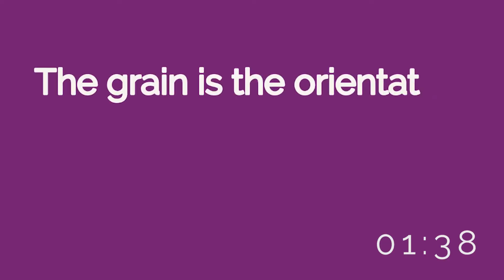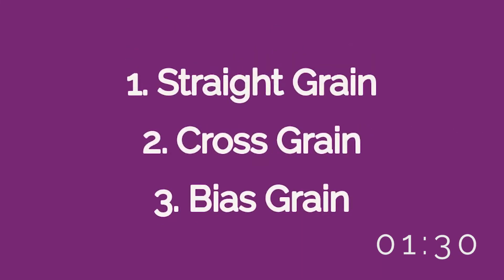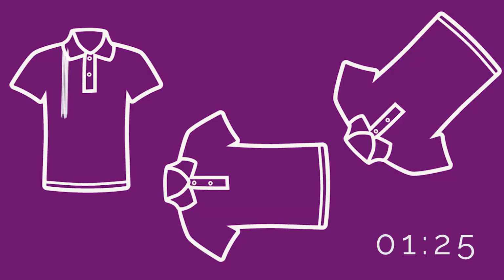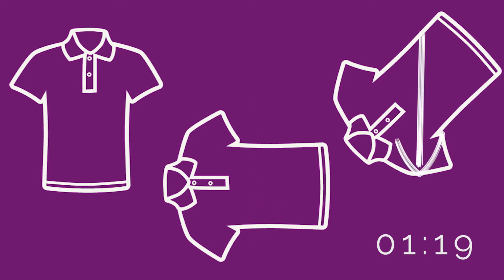The grain is the orientation of the weft and warp threads in fabric. Woven fabric has 3 grains: the straight grain, the cross grain, and the bias grain. But why is this important? We could cut a pattern piece in any direction on the fabric, but doing so would vastly change the way a garment fits, hangs, and stretches. So let's go over the 3 grains using a button-down shirt as an example.